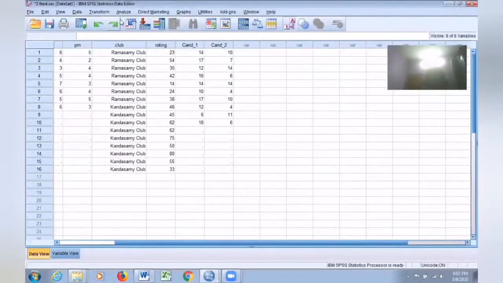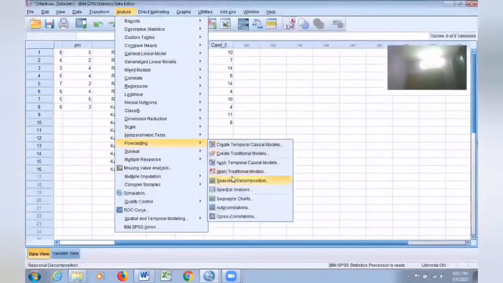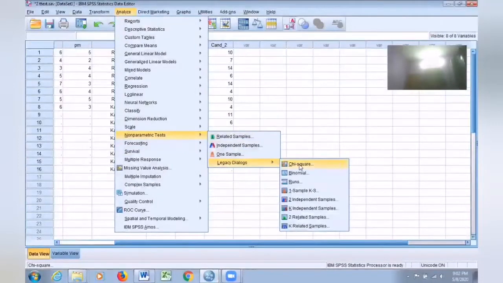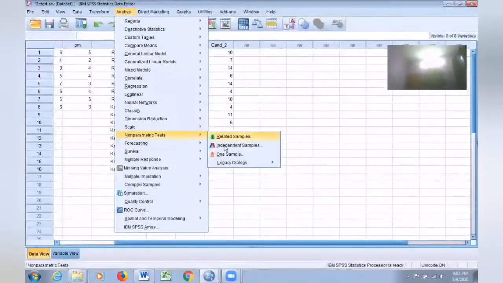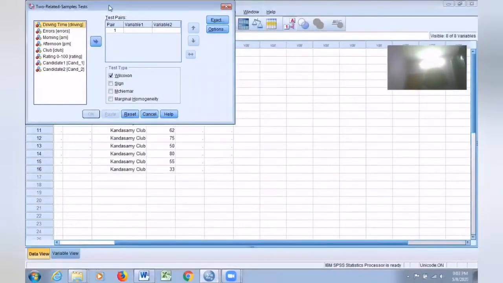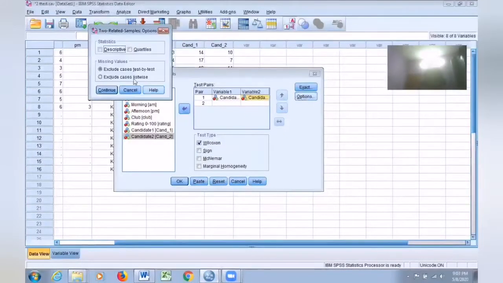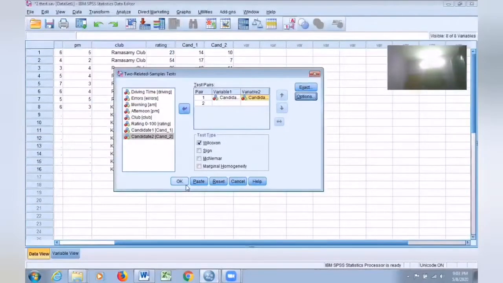How to go about it? Please come to Analyze, come to Non-parametric tests. Under Non-parametric, go to Legacy. In Legacy, Two Related Samples. So go to Analyze, Non-parametric, Legacy, and Two Related Samples. Here, the screen appears. What are the two variables? Candidate 1, select and send it as variable 1. Select candidate 2 and send it to variable 2. What is the test I have selected? Wilcoxon. Fine. If you want descriptives, you can select that option. You can go for OK.